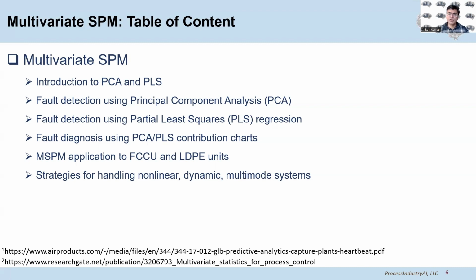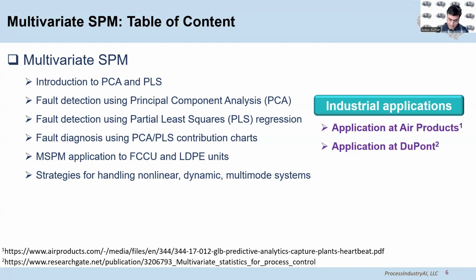Let us talk about a couple of publicly available examples. These have been reported by Air Products and DuPont. The first example comes from Air Products. I have already shared the links here, which you can use to access this publicly available material. Air Products, as you may already know, is one of the leading suppliers of industrial gases. Let us look at what they published.